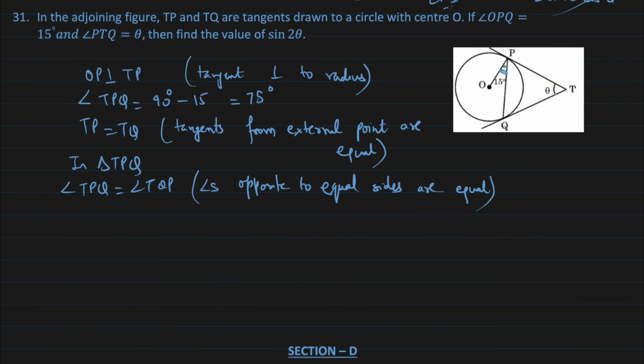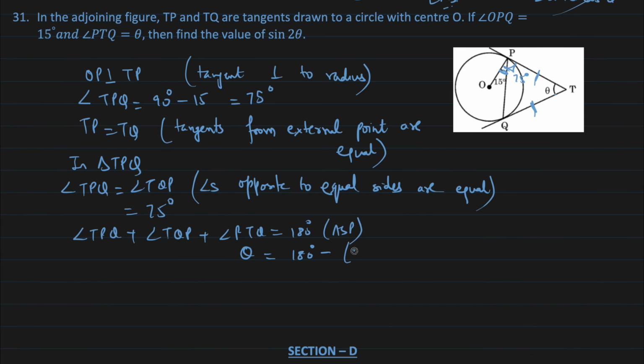I took that this is whole 90, so from here I took 75. Now these two are equal, right? So what will we do now? These two are equal, so both of them are 75 degrees, right? So you have angle TPQ plus angle TQP plus angle PTQ is 180 degrees, angle sum property. So PTQ is theta. So that's 180 minus 75 plus 75. So 75, 75, 150. So that comes out to be 30 degrees. So theta comes out to be 30 degrees, right?